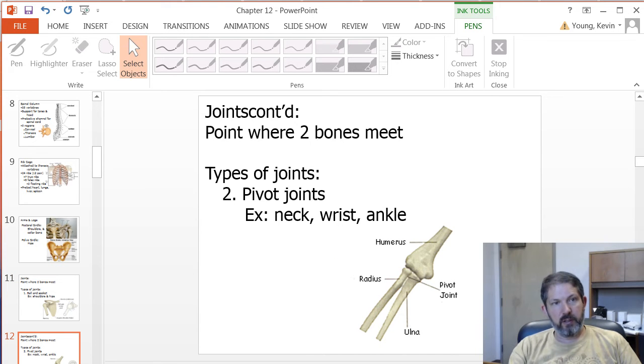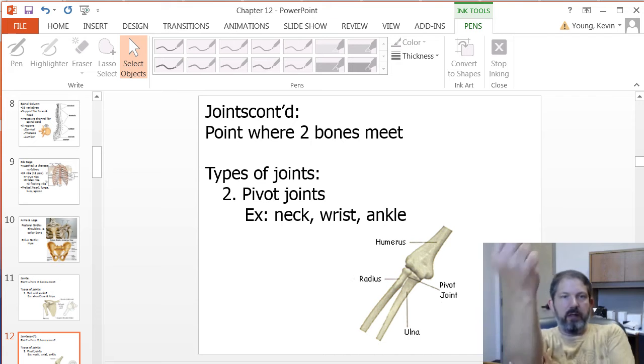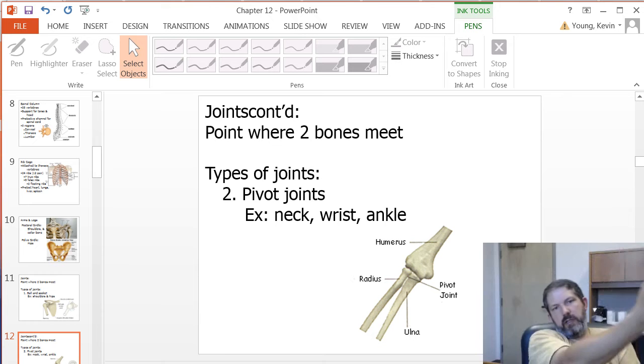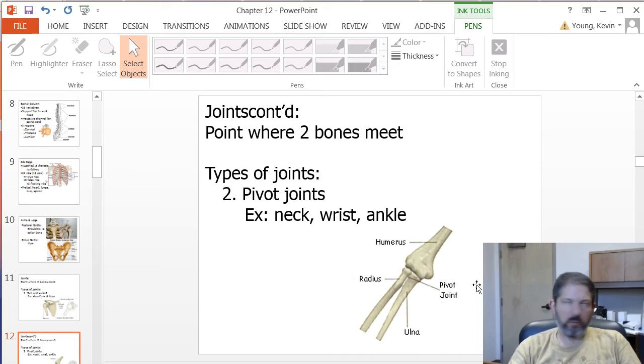Other types of joints, pivot joints, where the radius pivots against the ulna. So to open a doorknob or whatever, you twist. This twisting motion is a pivot joint. Your neck has pivot joints. Your wrists can pivot a little bit. Your ankle.